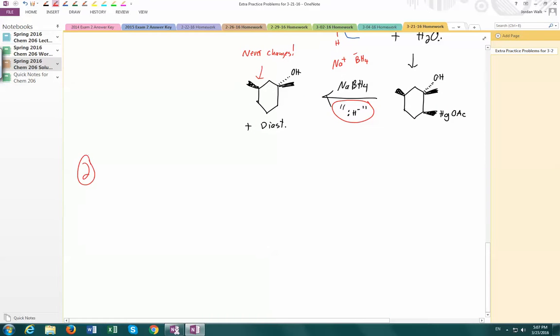All right, so number 2, we've got a structure that looks like this. So what are we reacting with? Br2 and water. Okay, so Br2 and H2O. We'll go ahead and draw out our Br2. Okay, so what's the first step?